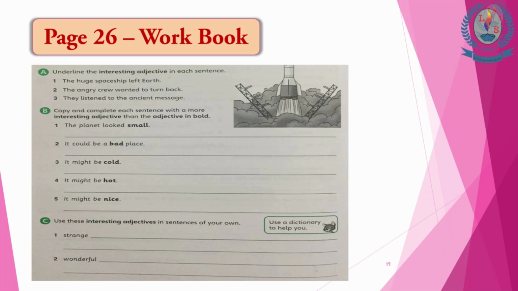Now turn to page number 26 in your workbook. Here also you are given 3 activities to do. Part A. Underline the interesting adjective in each sentence. Part B. Copy and complete each sentence with a more interesting adjective than the adjective in bold. Part C. Use these interesting adjectives in sentences of your own. Okay, children, now you can answer these exercises in your workbook itself.